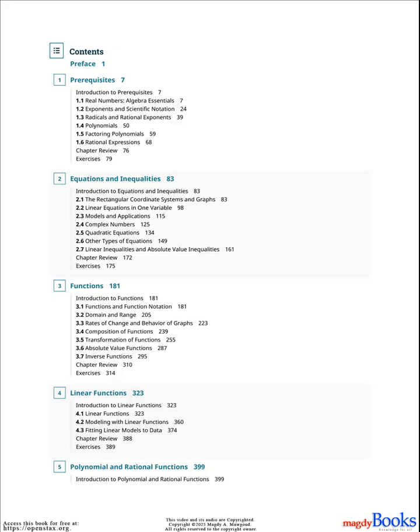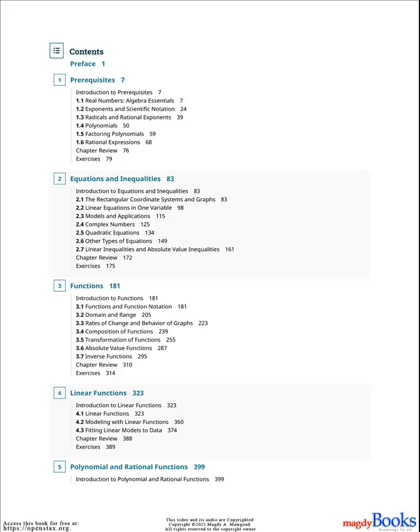Exercises. 2. Equations and inequalities. Introduction to equations and inequalities. 2.1. The rectangular coordinate systems and graphs. 2.2. Linear equations in one variable. 2.3. Models and applications. 2.4. Complex numbers. 2.5. Quadratic equations. 2.6. Other types of equations. 2.7. Linear inequalities and absolute value inequalities. Chapter review. Exercises. 3. Functions.